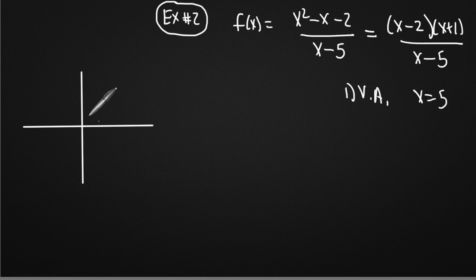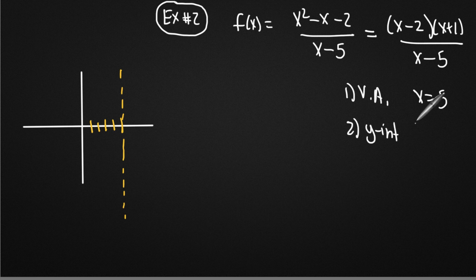So let's go ahead and put that on our graph. So 1, 2, 3, 4, 5. Let's go ahead and put our vertical asymptote on our graph. And then we're going to find our y-intercept. And that's when you plug in 0 for all the x's, and you get -2 over -5, so that's a positive 2/5. Let's go ahead and put that on our graph. So if this is 1, 2/5 is going to be slightly below that.